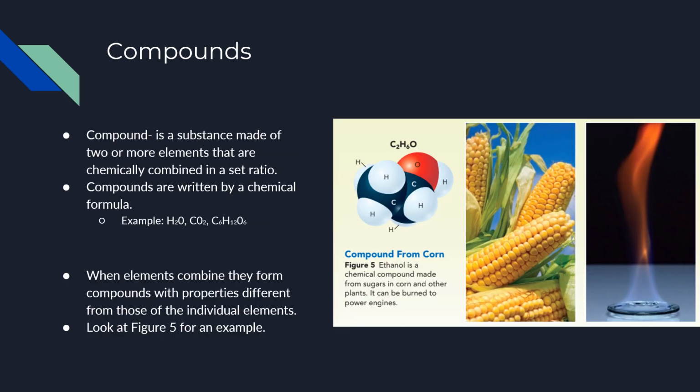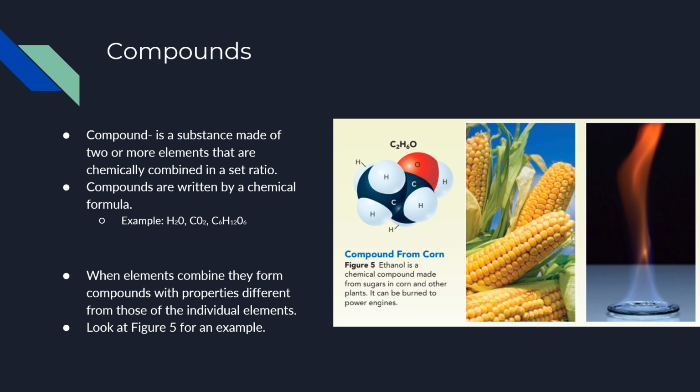chemical bonds. Compounds. A compound is a substance made of two or more elements that are chemically combined in a set ratio. So compounds are written by a chemical formula. Examples would be H2O, CO2, C6H12O6. When elements combine, they form compounds with properties different from those of the individual elements.